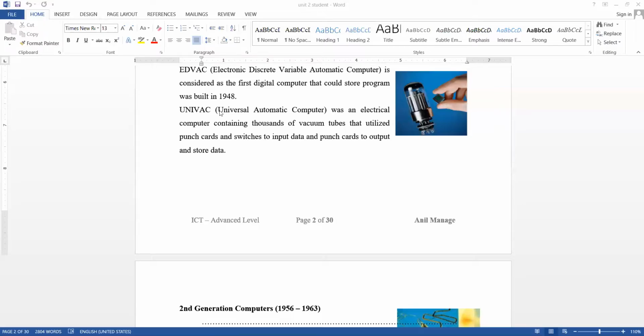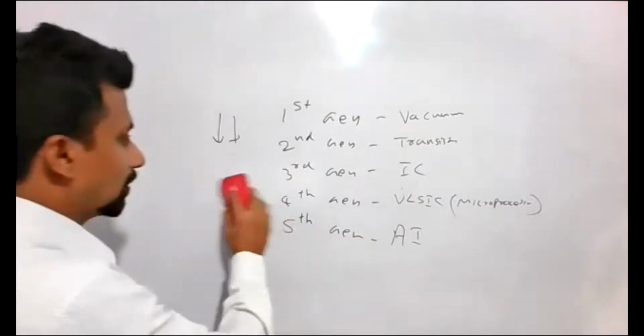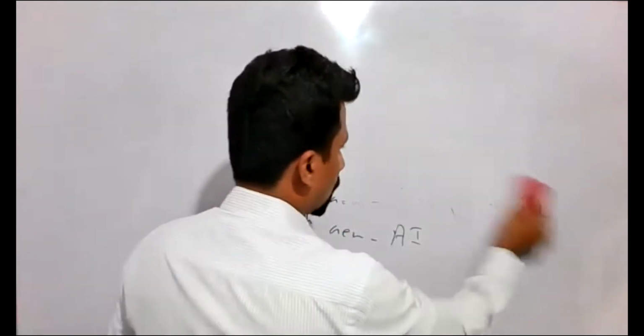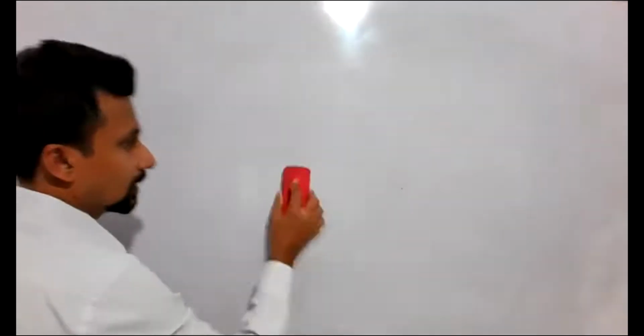Now, when you take UNIVAC, Universal Automatic Computer, it was an electrical computer containing thousands of vacuum tubes and utilized punch cards and switches to input data and punch cards to output and store data. So I will tell you what a punch card is. Punch card means it's like this. Now you have to input everything through the ones and zeros.